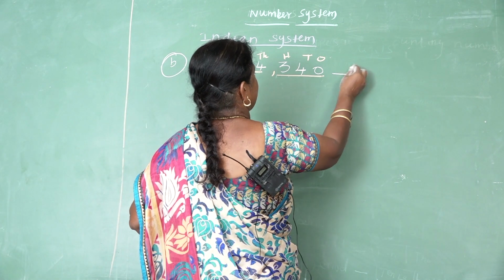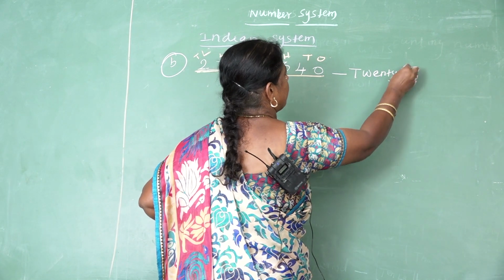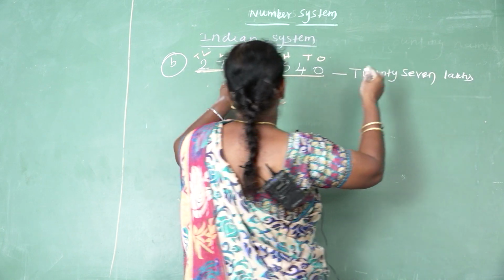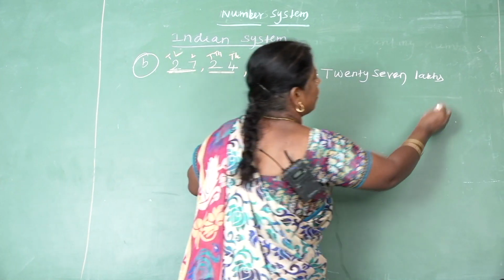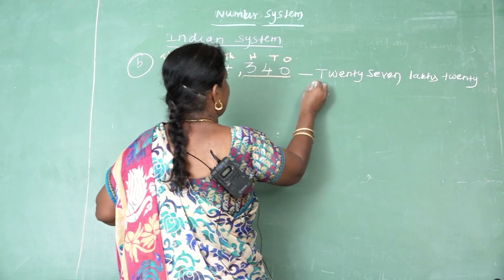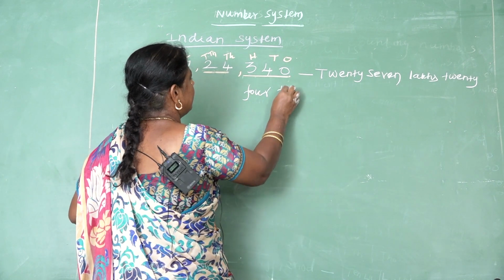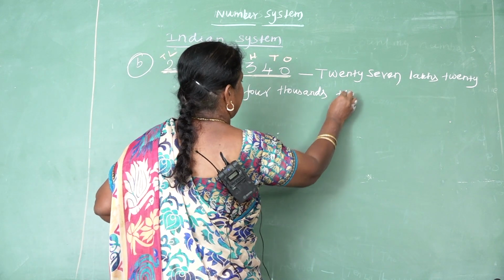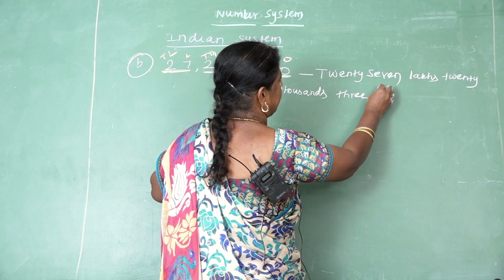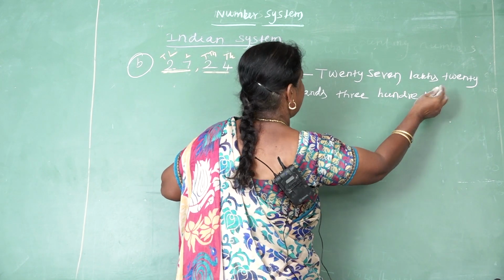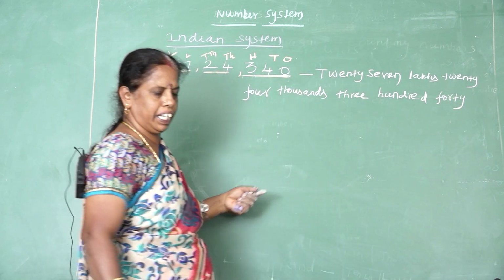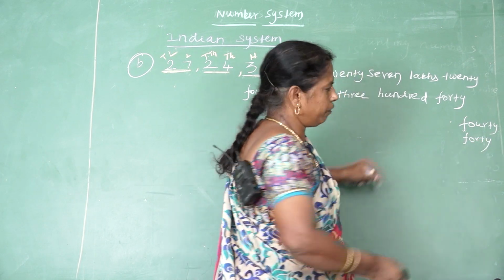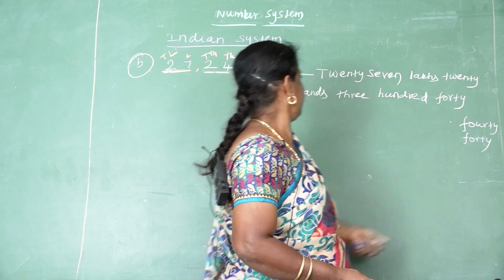Okay. So 27: spell the word 27. TWENTY-SEVEN, for lakhs. Lakhs: spell the word LAKHS. And then how much of these? 24,000. Spell the word 24: TWENTY-FOUR. Thousand: spell the word THOUSAND. Next, how much of this in the ones period? 340. Spell the word 3: THREE. 100: HUNDRED. 40: spell the word. Which one is correct, FOURTY or FORTY? Which one is correct, students? 40: FORTY. Okay.